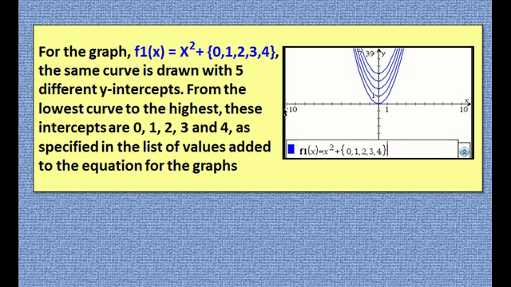For the graph, f1 of x equals x squared plus the list of intercepts 0, 1, 2, 3, and 4, the same curve is drawn with 5 different y-intercepts. From the lowest curve to the highest, these intercepts are 0, 1, 2, 3, and 4 as specified in the list of values added to the equation for the graphs.